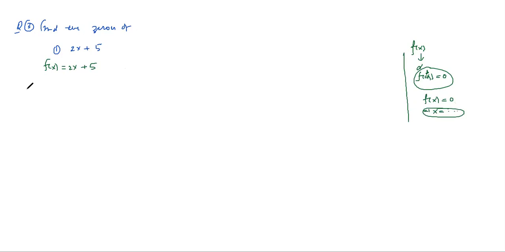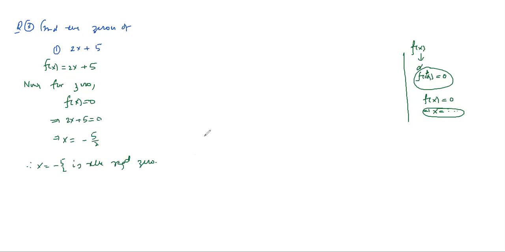So what we'll write now: for the zero, we equate f(x) equal to 0. Then I'll get 2x plus 5 equal to 0. So x will be equal to minus 5 by 2. So x equal to minus 5 by 2 is the required zero. This is the way you need to find it.